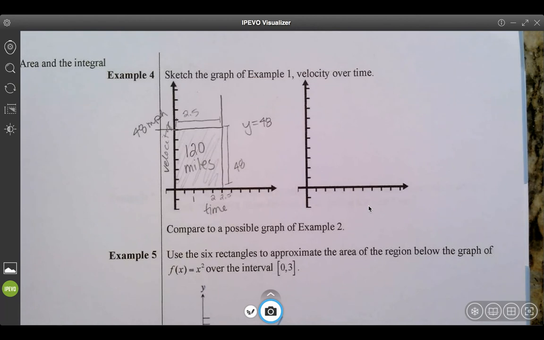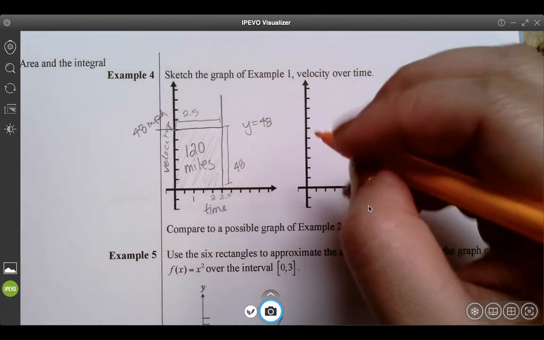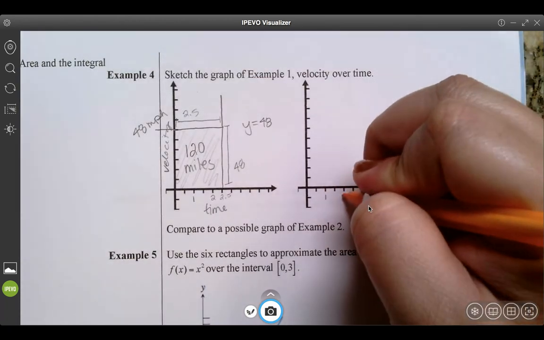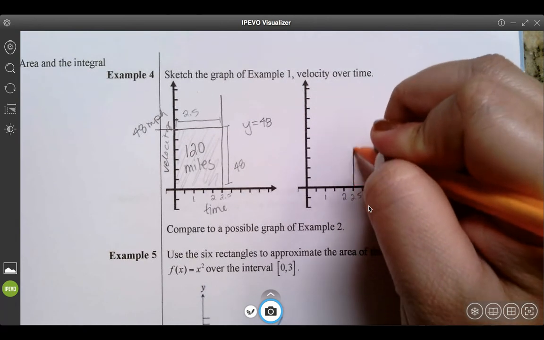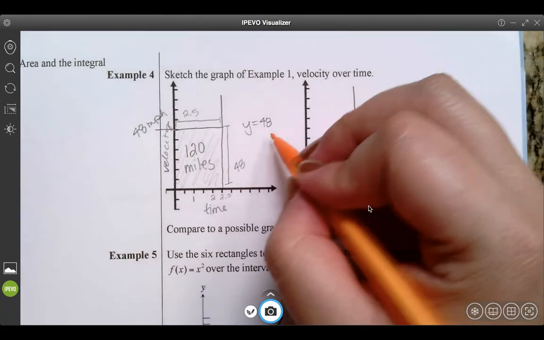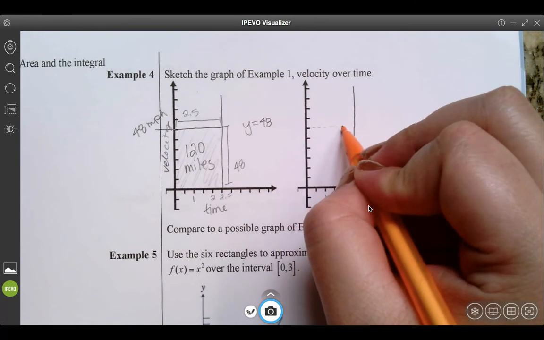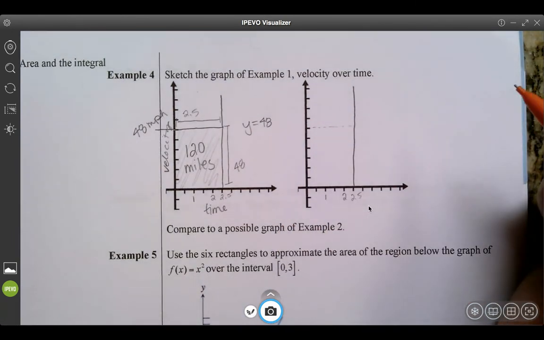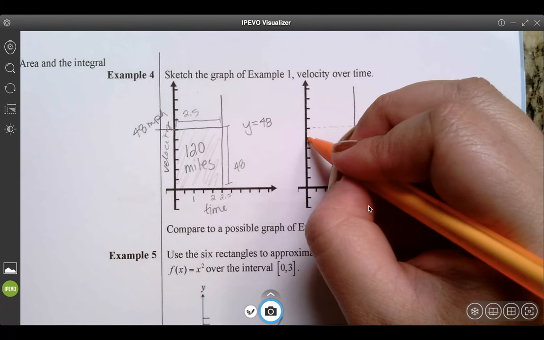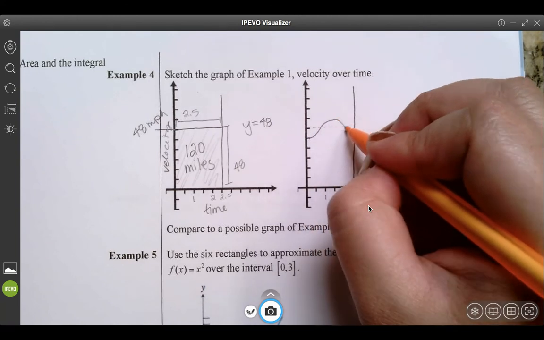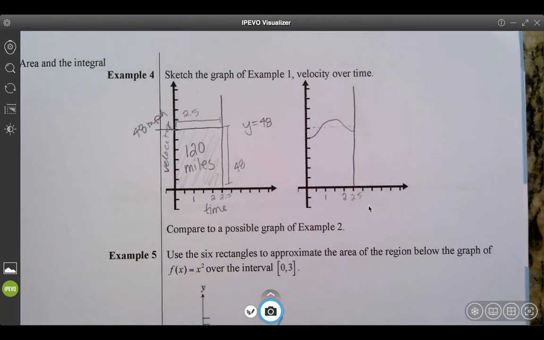Okay, well, what about example 2? How does that change? Well, we had the same window of time. We still had 2.5 hours, and our average was still 48. But that doesn't mean that our speed at any given time was 48. That means that if I take all of my speeds and average them together, it was 48. Meaning some of my speeds were below, some might have been above. But if I average all of those speeds together, I should get 48 miles per hour. So this is an approximate graph of what my speed could have been during that 2.5 hour window.